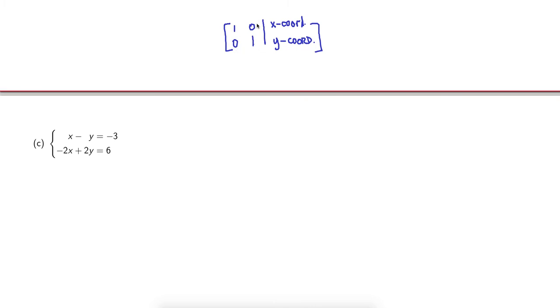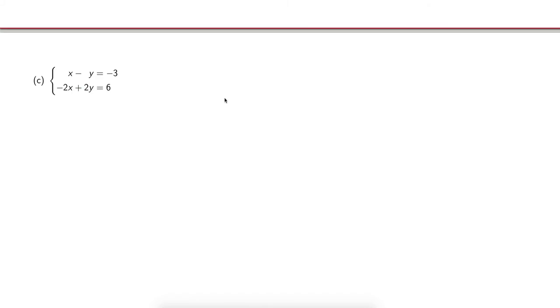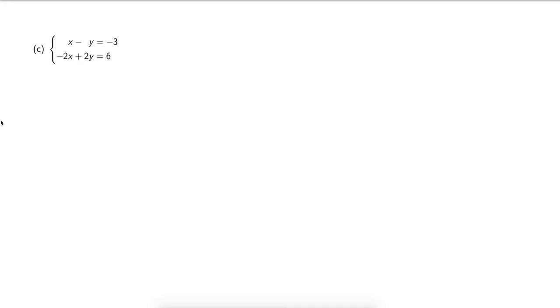diagonal and zeros elsewhere. So let's take a look at part C, which I believe was an infinite number of solutions when we solved it last. I believe it was in part 2's video. So let's start by writing the augmented matrix. We have 1, negative 2 in the first column. We have negative 1, 2 in the second. And we have negative 3, 6.